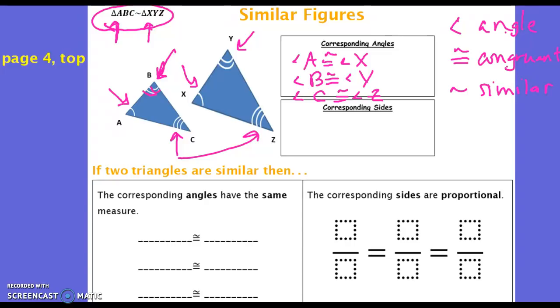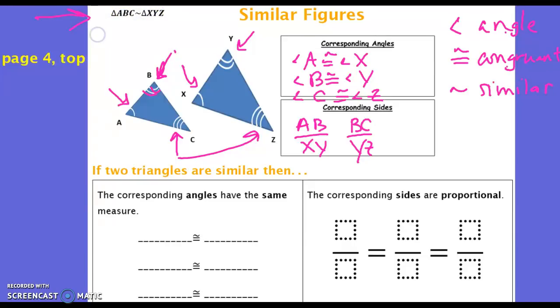Now, if I go back up here at the top and look at the order of the letters, it also tells me which sides are corresponding or matching up with each other, which means they're going to be proportional. So, side AB corresponds to side XY. They are each the first 2 letters up here. Side BC, the last 2 letters, will match up with side YZ, the last 2 letters. Again, notice that order. It's very important.